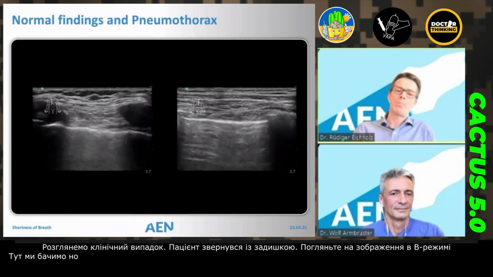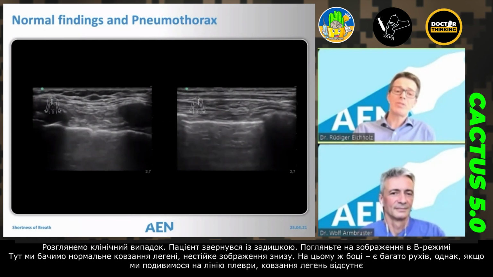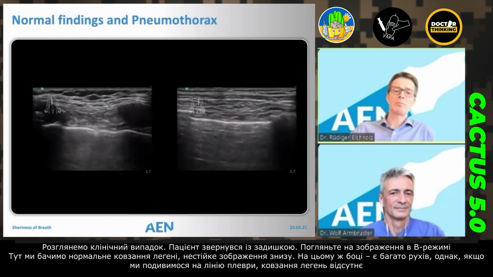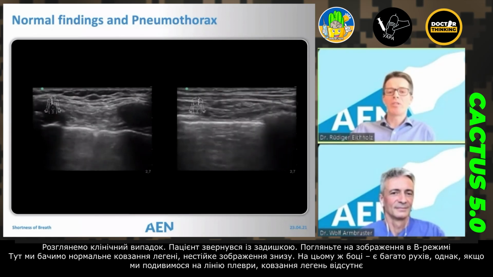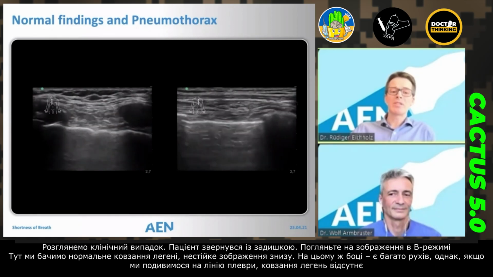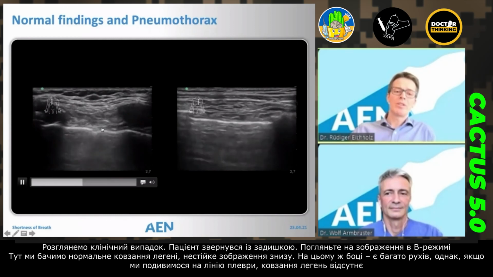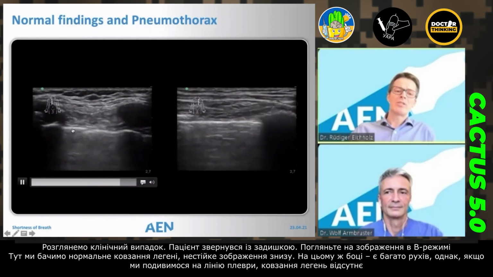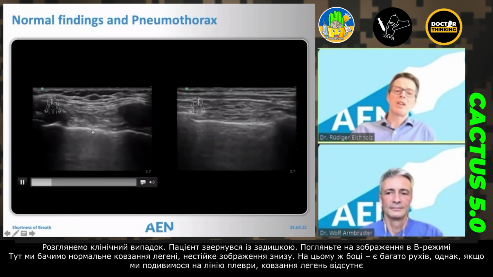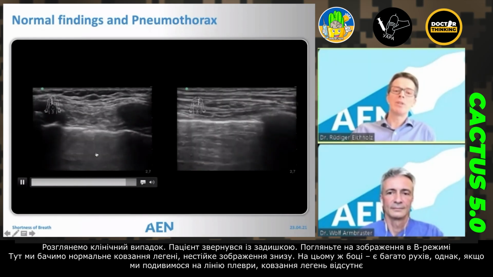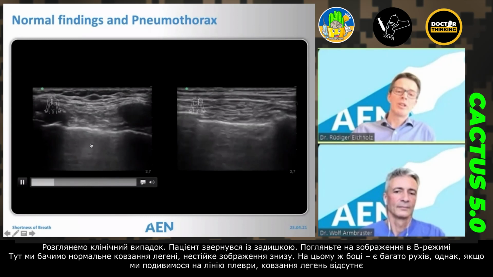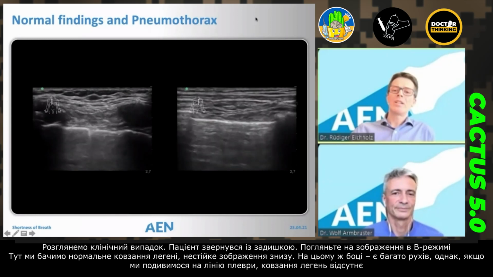And now let's go to a clinical case. Someone comes in with shortness of breath, and you just look at the B mode images, and you see on this side here that there is some normal lung sliding. You see the unsteady B-mode image here.